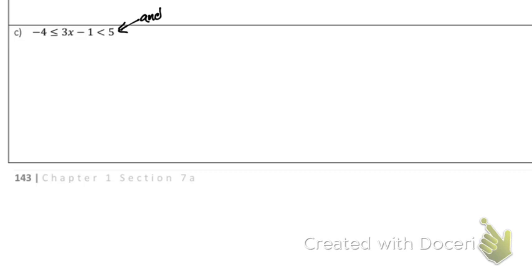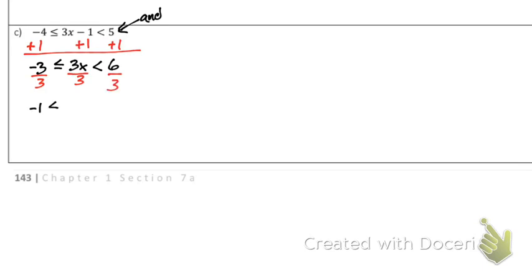So the first thing you would do is you would add 1 to it. But that means I need to add that to the left side, and I have to add it to the very right side, which is going to give me negative 3 is less than or equal to 3x, that turns to 0, is less than 6. Now I need to divide by 3, which means I'm going to divide everything by 3. That's going to give me negative 1 is less than or equal to x is less than 2.